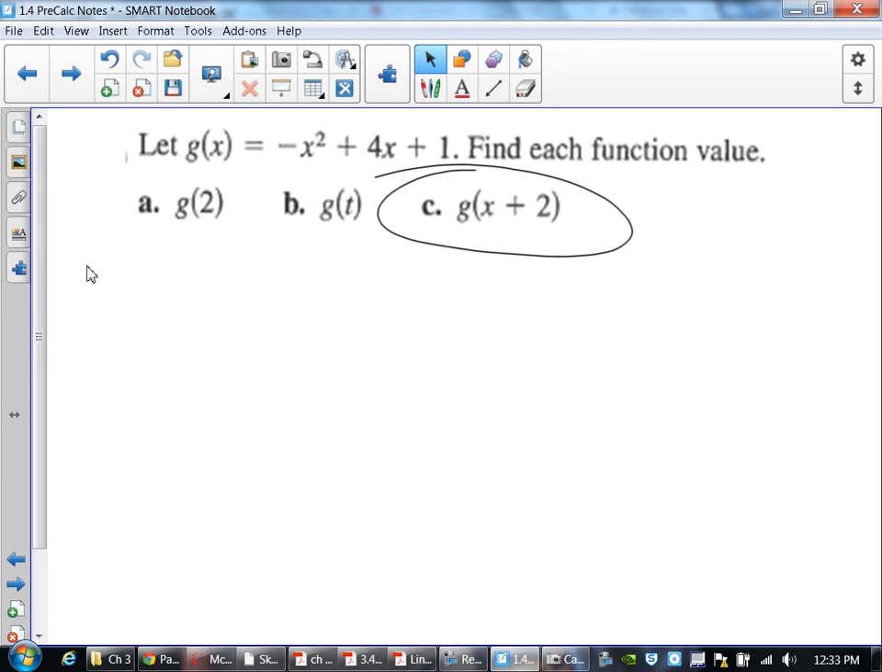I have g of x is negative x squared plus 4x plus 1. G of 2 is easy, just substitute in 2. G of t, what do you substitute in for x? T. If it said g of potato, what do you put in for x? That's all it is. Now it says g of x plus 2. What am I going to replace x with? X plus 2. Which means that you wind up with this. You get a negative out front, x plus 2 quantity squared. You see where I'm going with this now? Oh, that's FOIL, isn't it? Yes, sir.